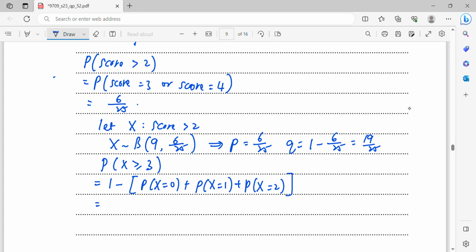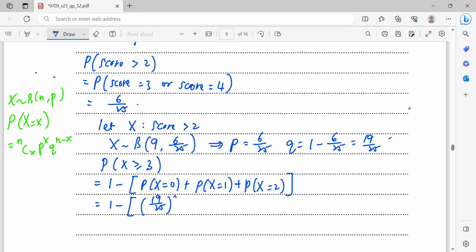Then here, for your information, binomial distribution is X ~ B(n, p). The probability will be nCx p^x q^(n−x). Okay, so now use this formula to get the probabilities. The first one, x equals 0, means no success. I will just say it will be all failures. So failures is 19 over 25, to the power 9 because you run the experiment 9 times.